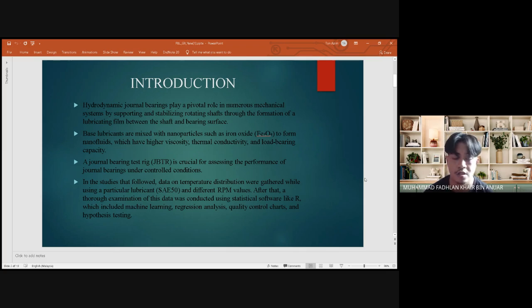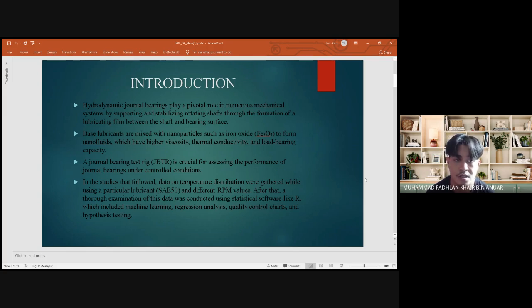So hydrodynamic journal bearings play a pivotal role in numerous mechanical systems by supporting and stabilizing rotating shafts through the formation of a lubricating film between the shaft and bearing surface. So usually base lubricants are mixed with nanoparticles such as iron oxide, Fe3O4, to form the nanofluid, which has a higher viscosity, thermal conductivity, and load bearing capacity.